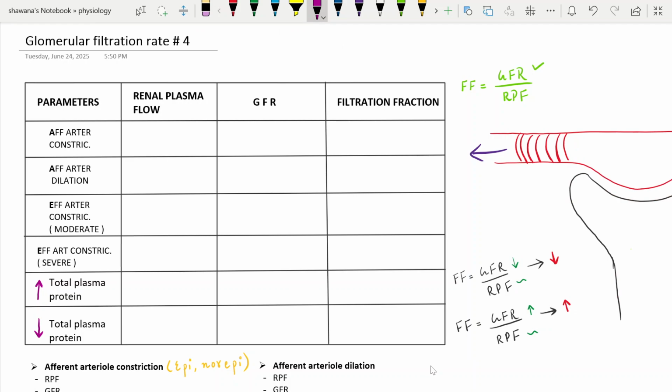Good evening, guys. Today our topic of discussion is how these parameters are going to affect the renal plasma flow, GFR, and filtration fraction.